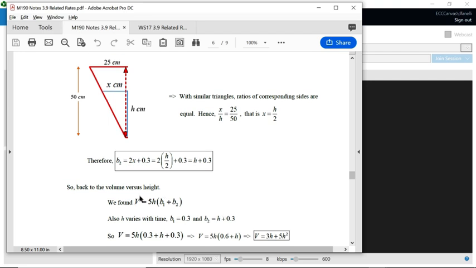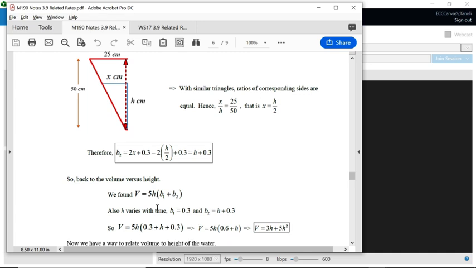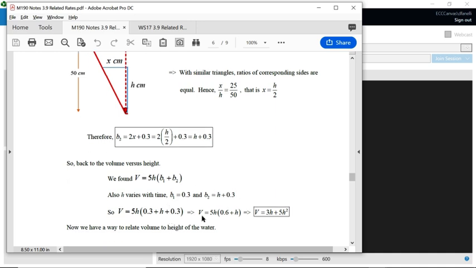This was our volume formula for this case. Remember that 5 came from multiplying 1/2 times the length 10, right? B1 was constant at 0.3. B2 is equal to h plus 0.3. Plug those in, we now have volume in terms of h.